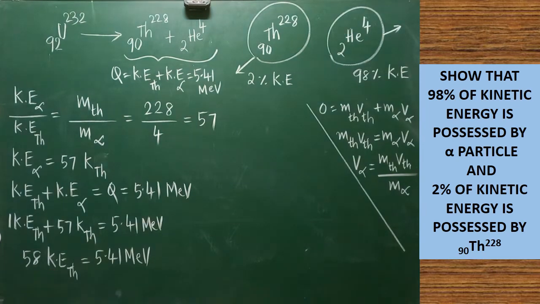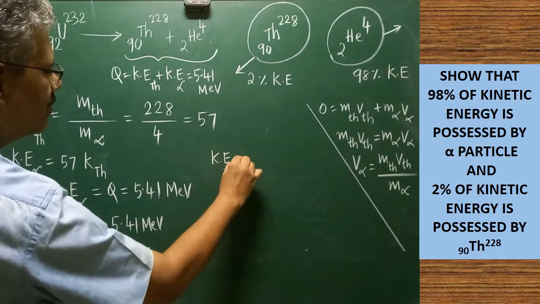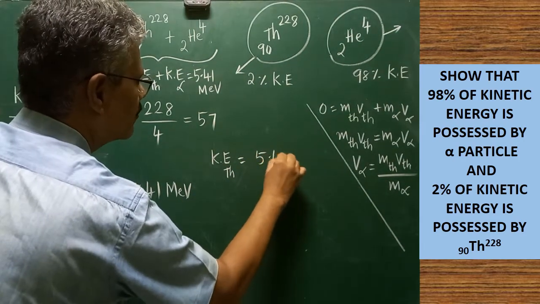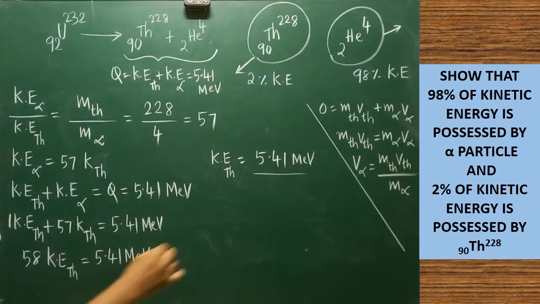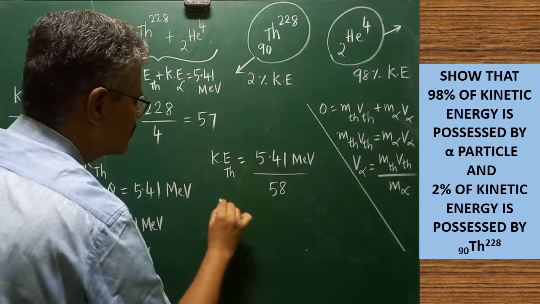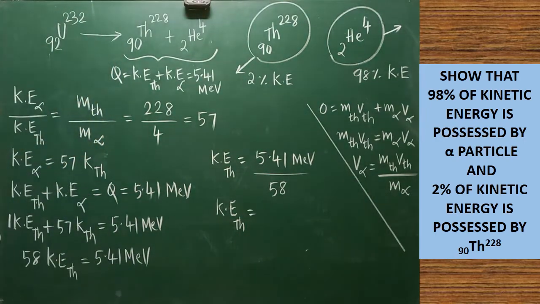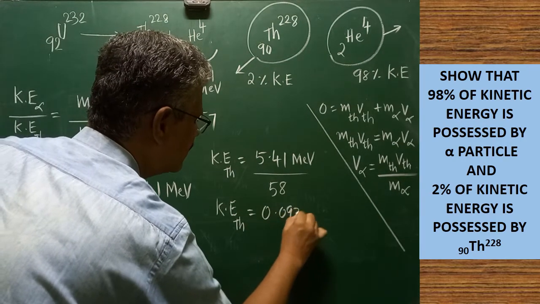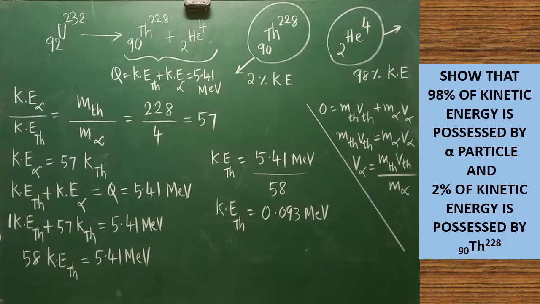How to calculate the kinetic energy of thorium? I will write it here. Kinetic energy of thorium is equal to 5.41 million electron volt whole divided by how much? 58. So finally, after calculating this, you will get the kinetic energy of thorium equal to 0.093 million electron volt. So this is the kinetic energy of the thorium.